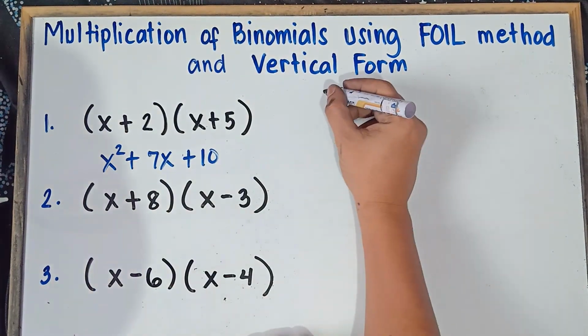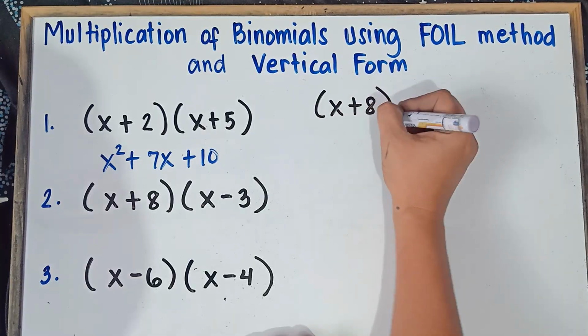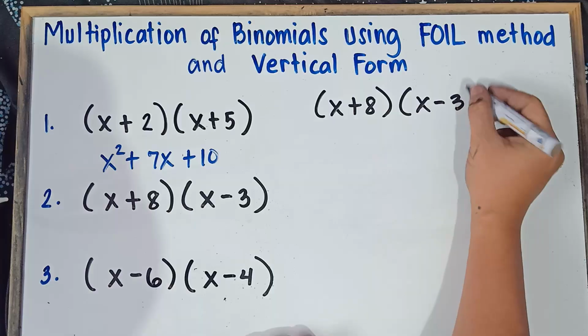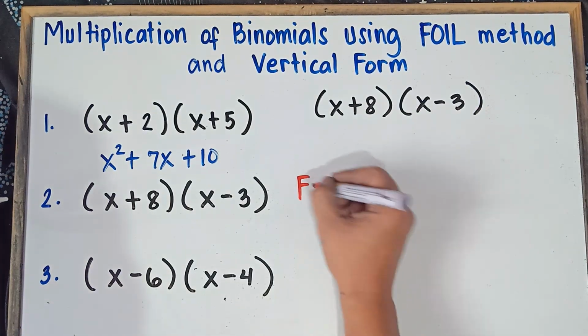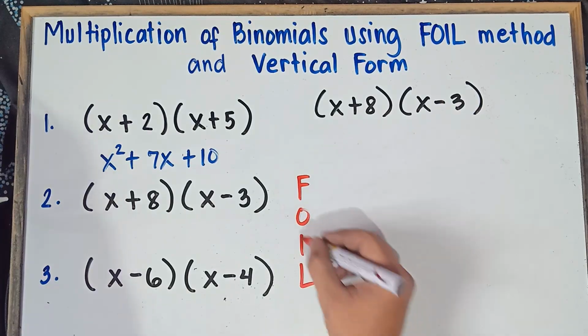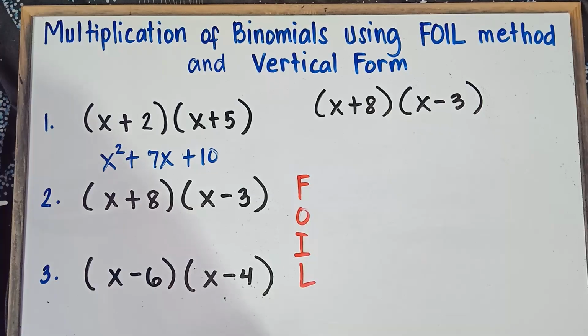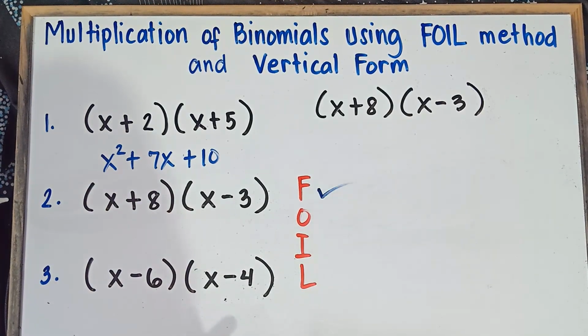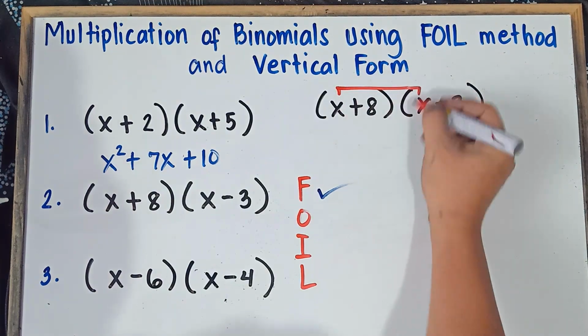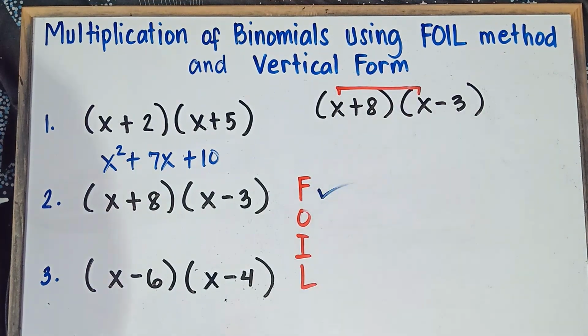So our given, we have x plus 8 and then x minus 3. Of course, class, our guide would be the FOIL method. So first, outer, inner, last. Alright, so first, multiply step by step, class. First, x times x. This will be our guide. First, x times x, that would be x squared.